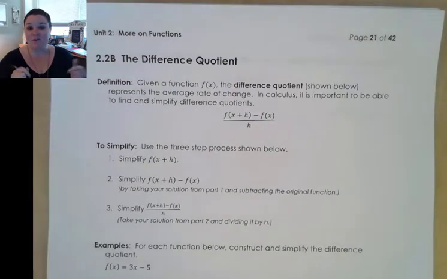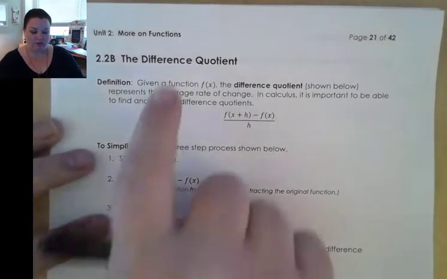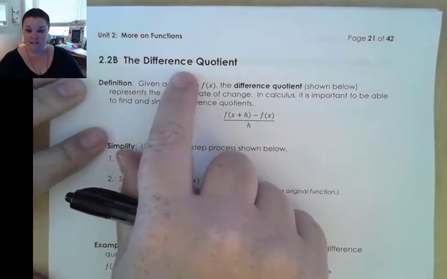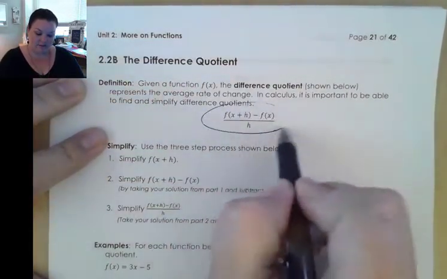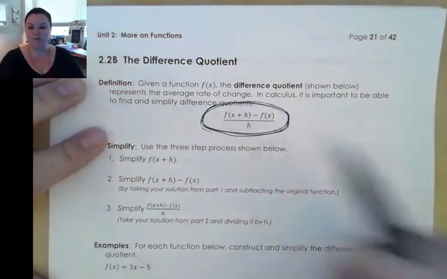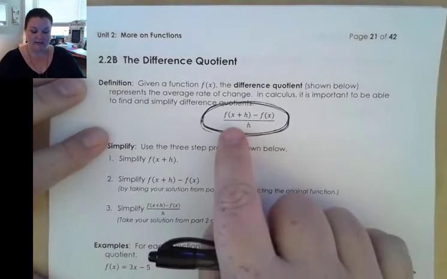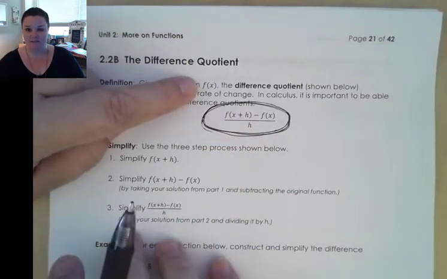All right, in this video, we're going to go over 2.2b, which is all about the difference quotient. The difference quotient is this formula right here, okay? We just want to simplify this thing for any f of x function that's given to us, okay?